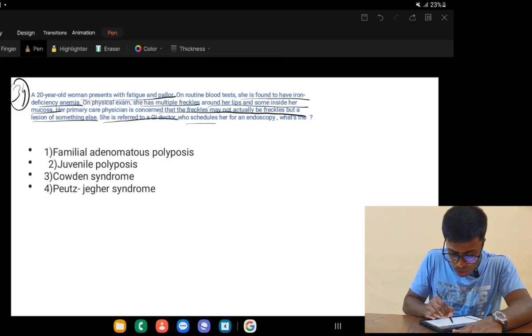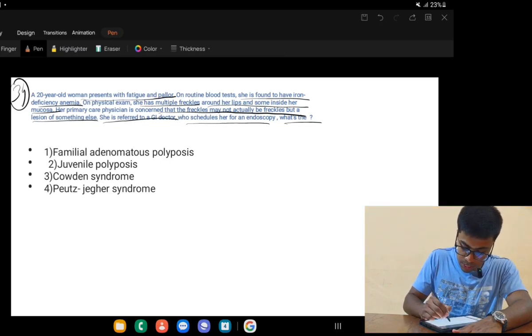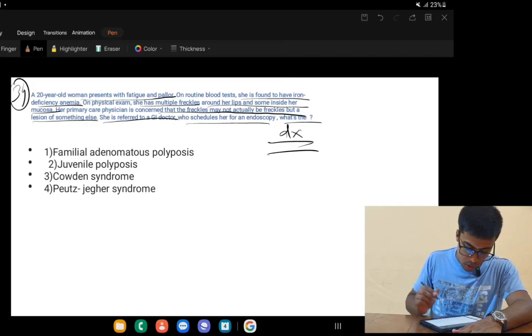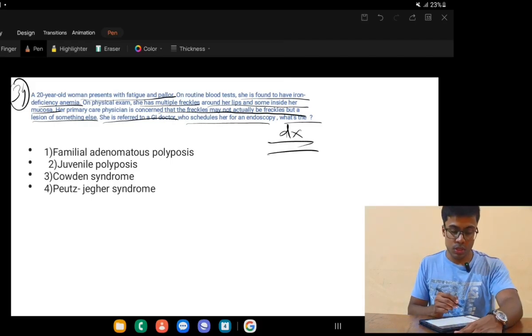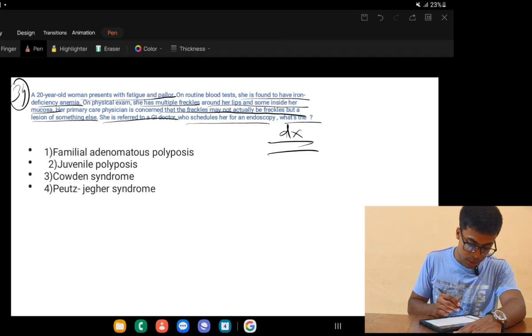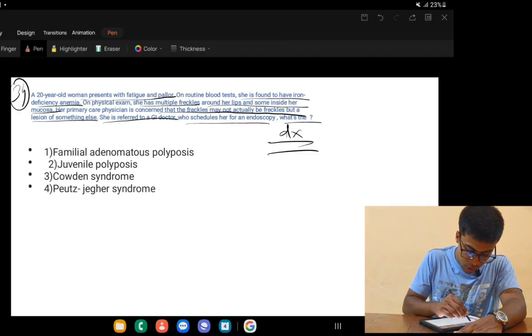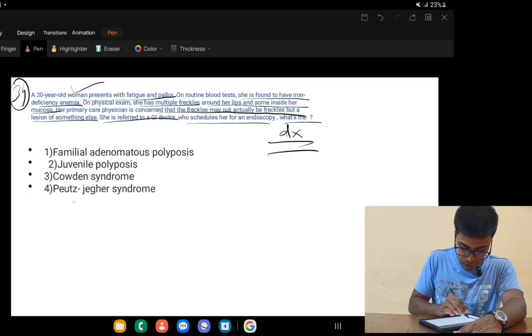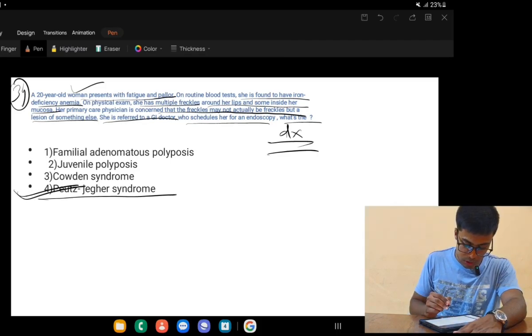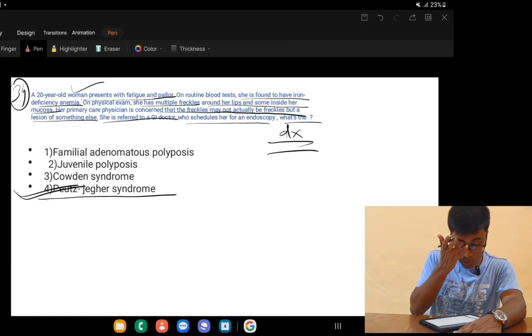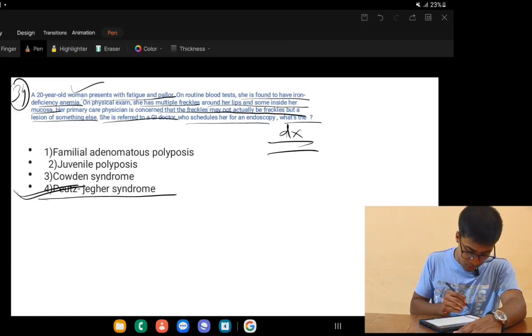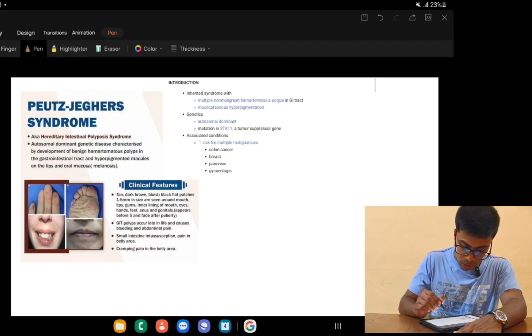Doctor who schedules for endoscopy, what is the diagnosis? So in this case, before going to this question, you should know what this is. First showing anemia, then freckles around the lip. So freckles, it's Peutz-Jeghers syndrome. It's a Peutz-Jeghers syndrome. So how to diagnose it?